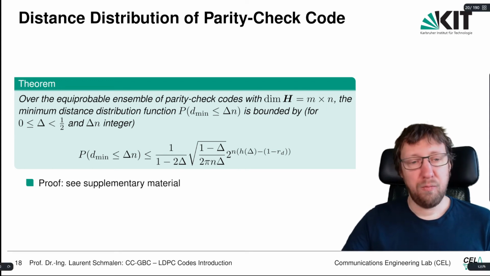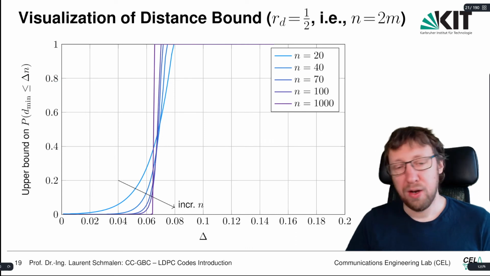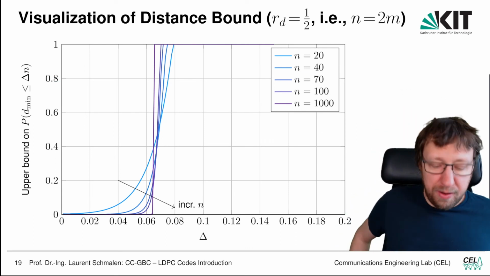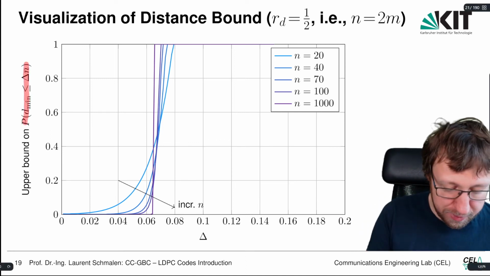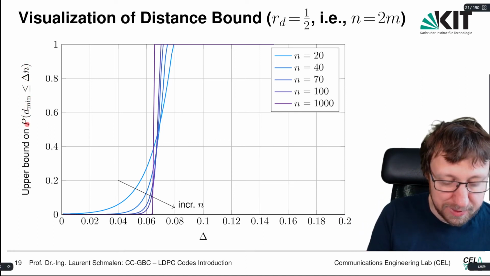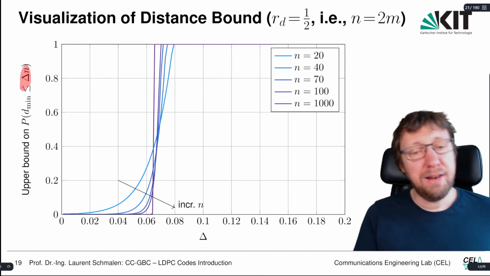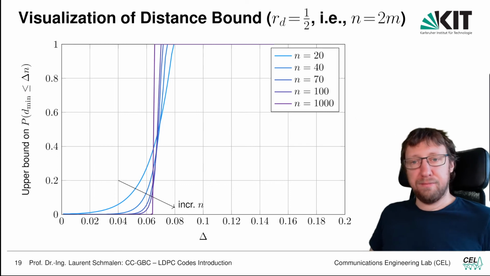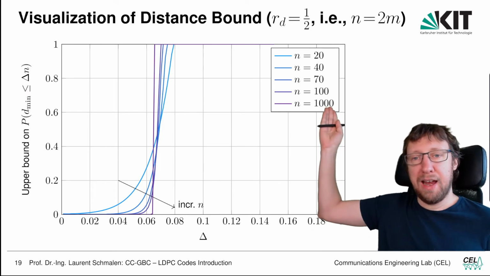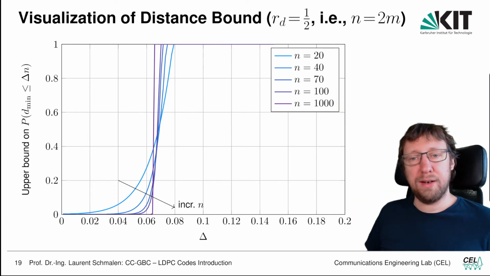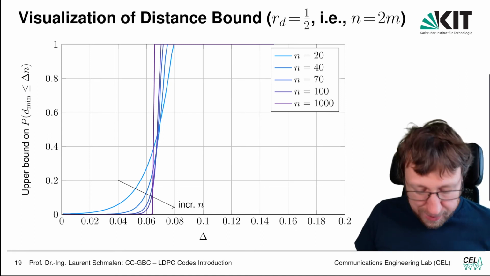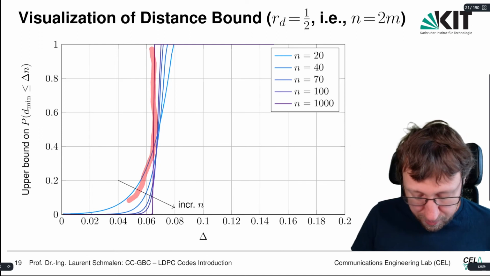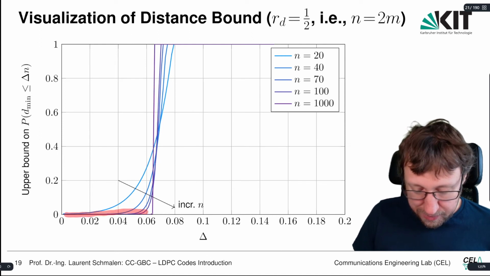So what does this mean? Let's take a look at this function. We calculate this upper bound on the probability that the minimum distance is upper bounded by delta n. And we see the following. So here we see that n goes from 20 to 1000. And if we increase n, we see that we get a very sharp behavior. So we get essentially a step function.